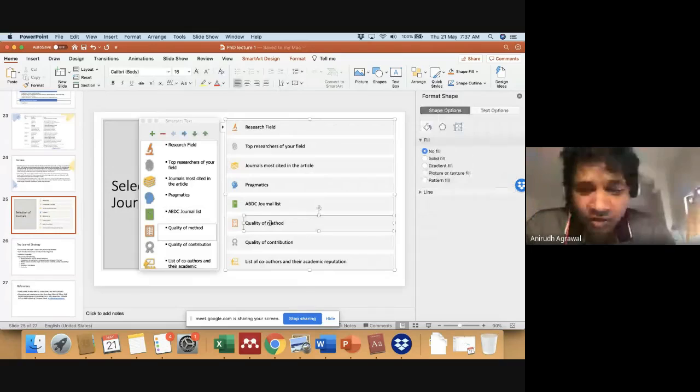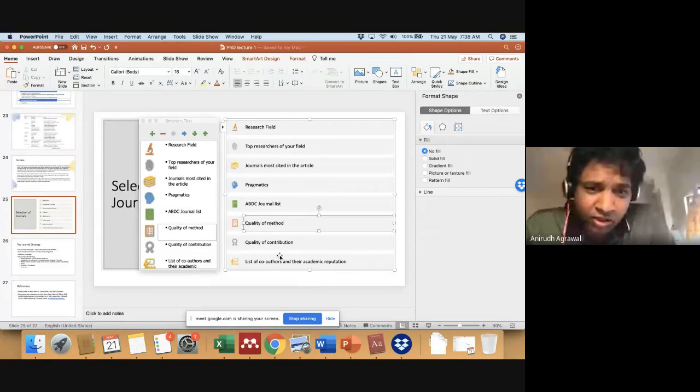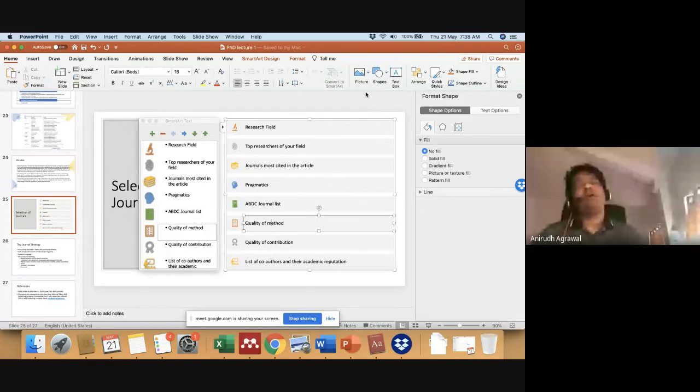Quality, of course. In order to get into the ABDC list, you need to have a proper quality of method, proper quality of contribution, and sometimes, not always, your co-authors and their academic reputation has an effect on publication. Sometimes, not always. I've seen it once happening. My supervisor told me about this thing. He was very particular about it, so the academic reputation of the co-authors may matter.